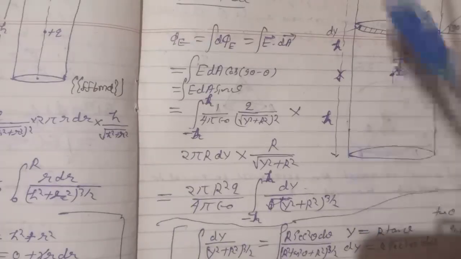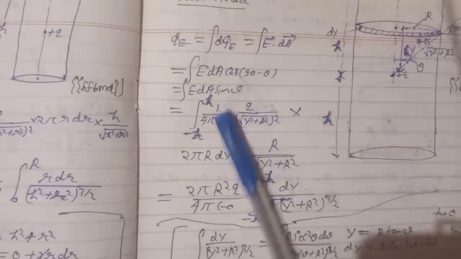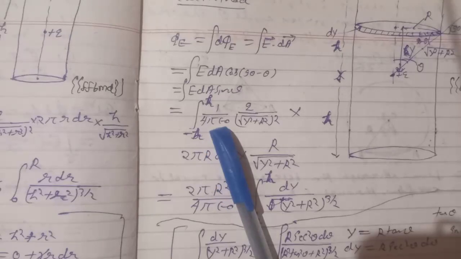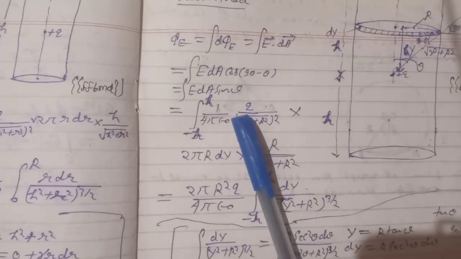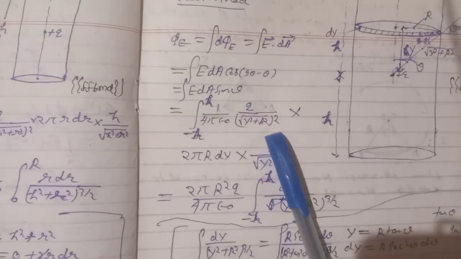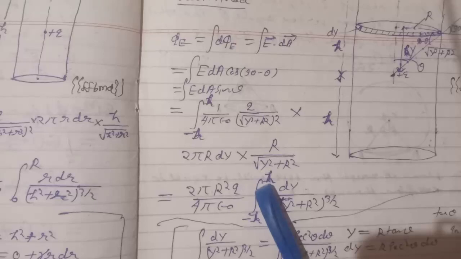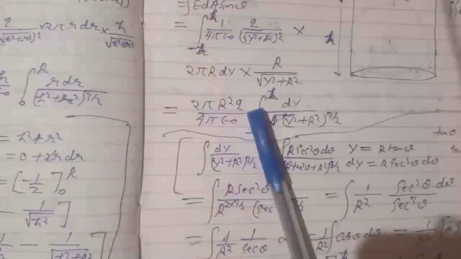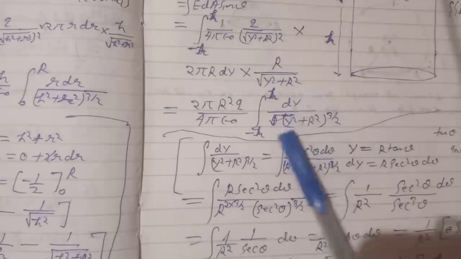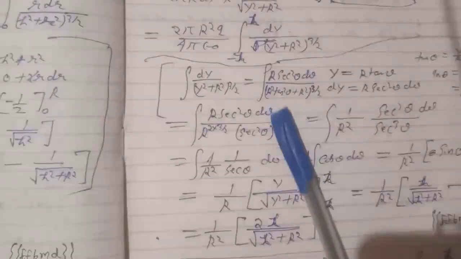Now the integration will be from minus h to plus h, because here we have taken y as a variable. So 1 by 4 pi epsilon naught and q by under root y square plus r square into 2 pi r into dy into r by under root y square plus r square, or 2 pi r square q by 4 pi epsilon naught, integral from minus h to h dy by y square plus r square to the 3 by 2. Now the integration can be solved with this method.